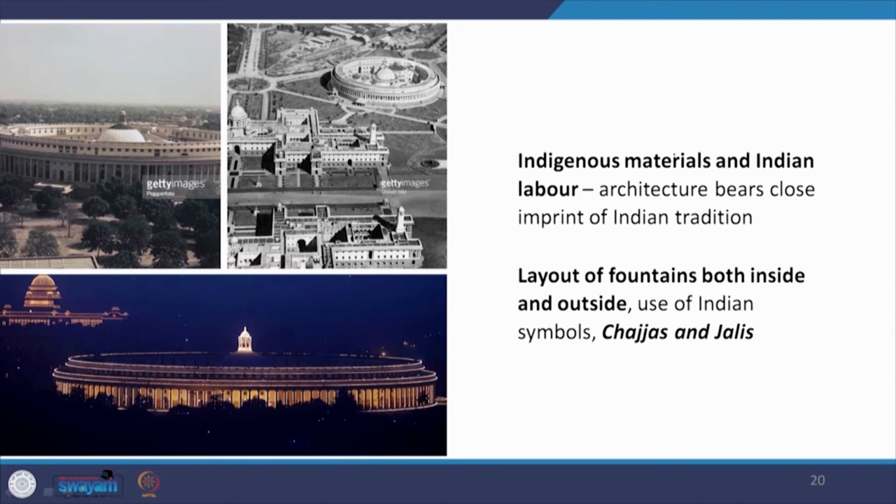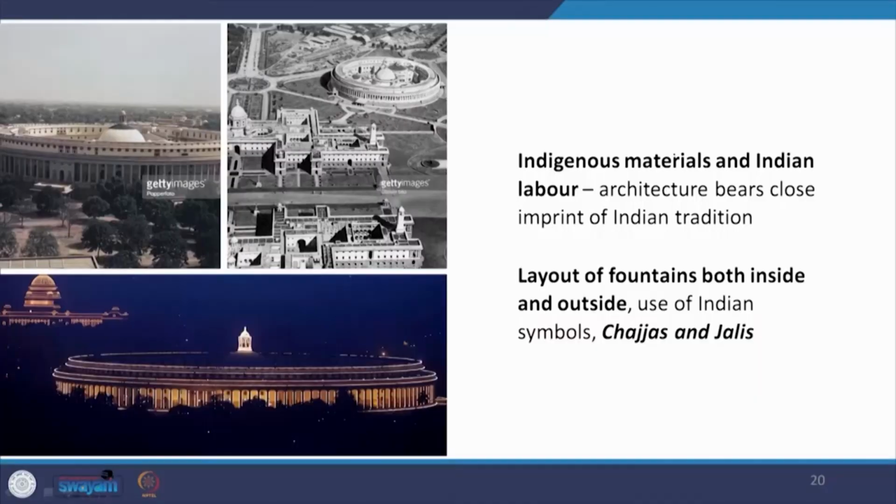There is the use of indigenous materials, sandstone for example, and Indian labor, which was a compulsion. Both these are compulsions. The material has to be sourced from the place itself or the region itself, and so also the labor. So the architecture, because of the materials being used, because of the labor being used, carries a very close imprint of Indian tradition. That is bound to happen with all architecture. Wherever architecture is created, it carries in itself an imprint of the technology and the materials used.